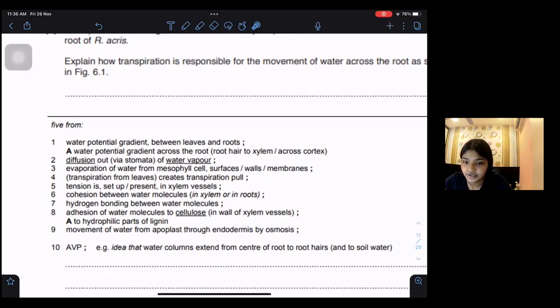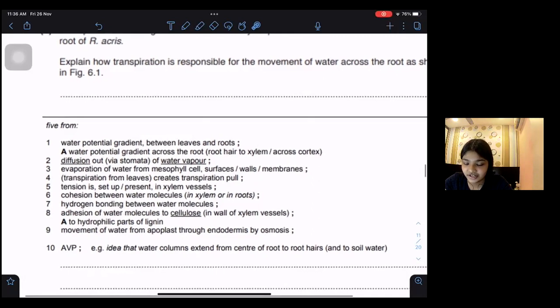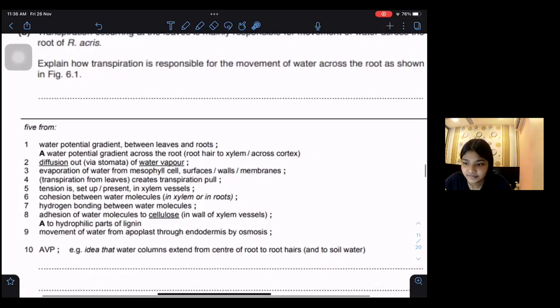So yeah, the question is actually 5 marks, but the marking scheme has given 10 different points. So you can just write 5 points from what they have given in the mark scheme. So yeah, next question.